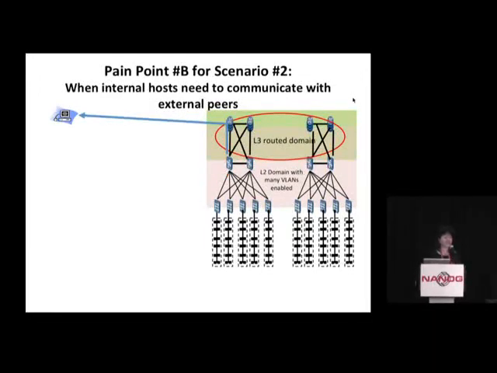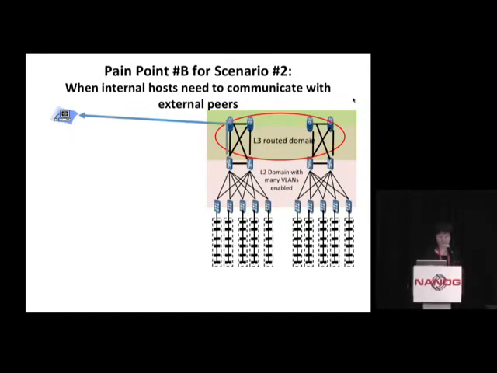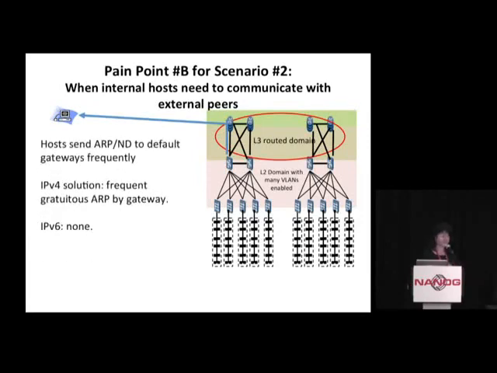Another type of traffic is from internal hosts to external peers. When internal hosts need to talk to external peers, the first thing you need to do is to send an ARP or ND request to the default gateway to find the gateway's MAC address. When you have a large number of hosts, whether in one subnet or in multiple subnets, as the number of hosts increases, the number of hits to the router gets large. And for IPv4, many vendors implement a solution of having the gateway send out gratuitous ARP. That mitigates and reduces the number of requests from the hosts to the gateway.